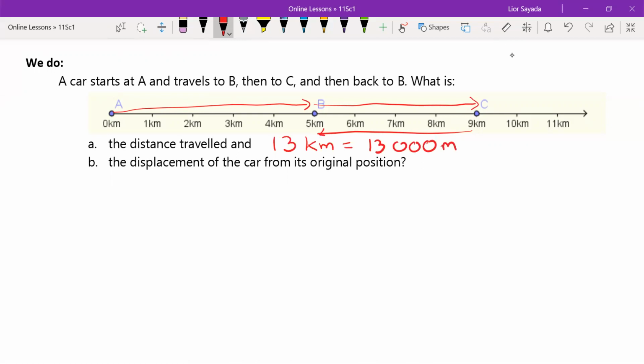Part B says, what is the displacement of the car from its original position? So its original position was A, and it finished at B. So I'd like you to work out how far the car is from its original position and in what direction. Say your answer to the screen now.